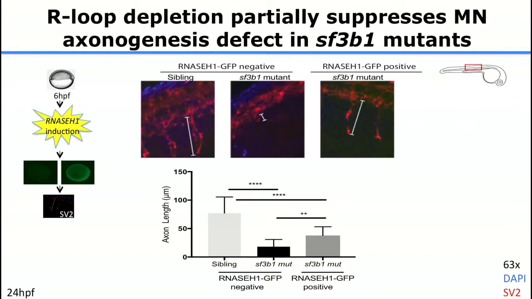And what you can see here, these are the transgenic negative fish. Again, this is what I just showed you previously. Sf3b1 mutants have greatly shortened axons. But if you look in the RNase H positive overexpressing fish, you now start to see really significant axon growth. And that's just demonstrated here with the graph. So we know that R-loops are contributing to the axonogenesis defect. But mechanistically, we're not sure how.